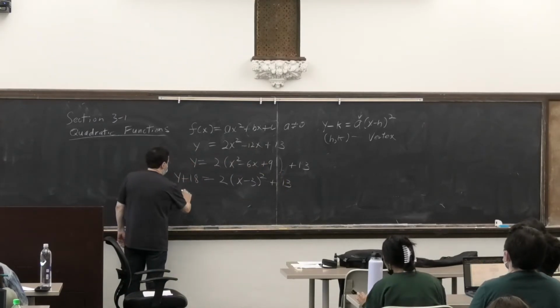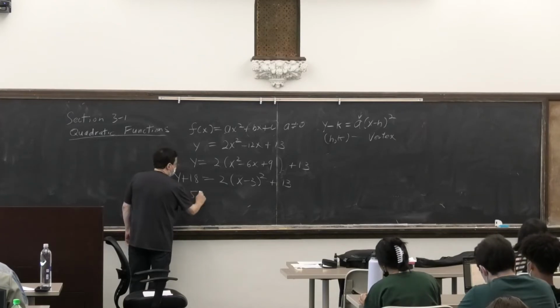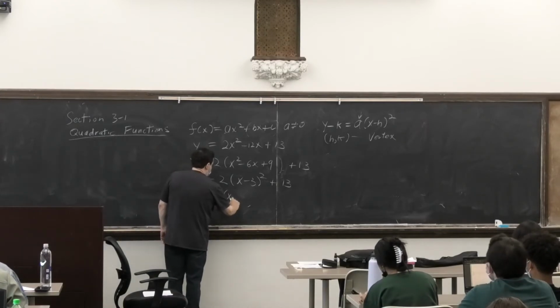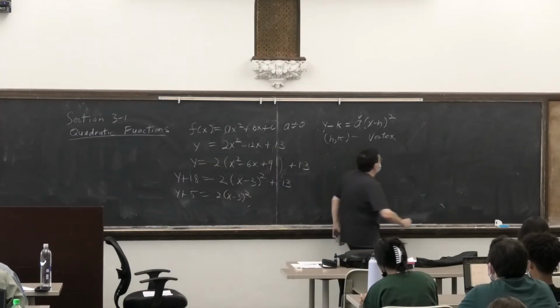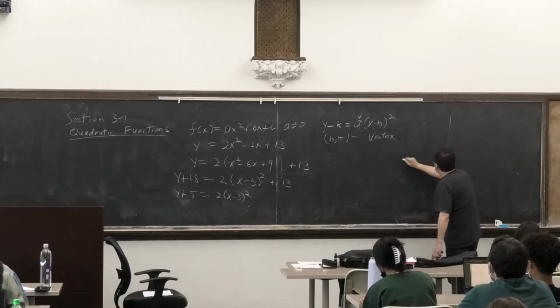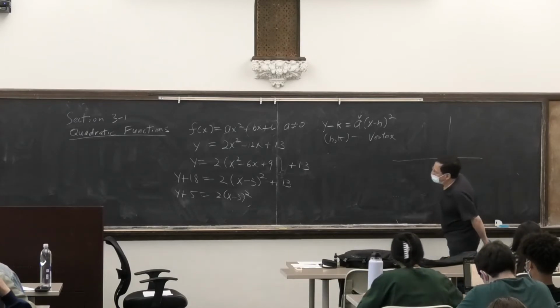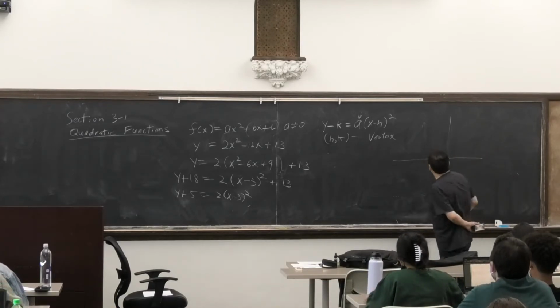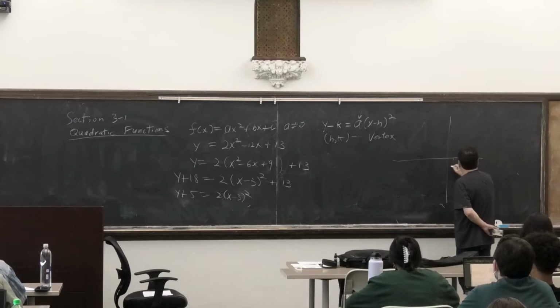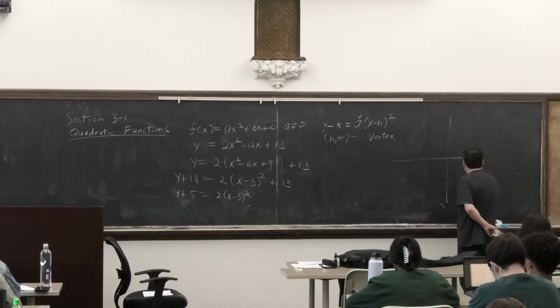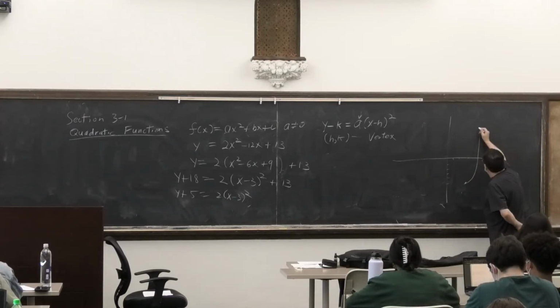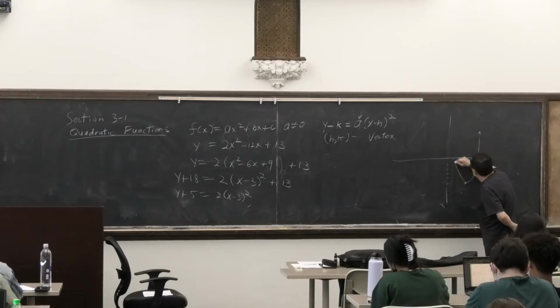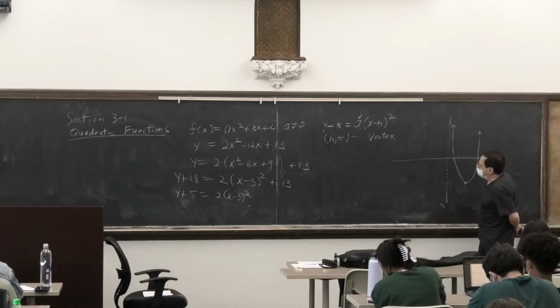So we've got y plus 5 equals 2 times (x minus 3) squared. All right. So now the vertex is at 3, negative 5. 1, 2, 3. 1, 2, 3, 4, 5. Down here, again, it's times 2, so I'm not going to draw this very well, but it's kind of a narrow parabola.